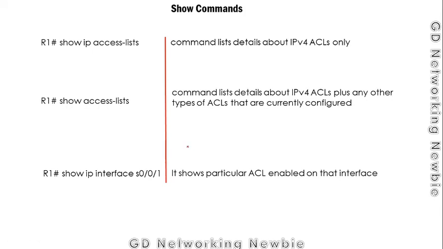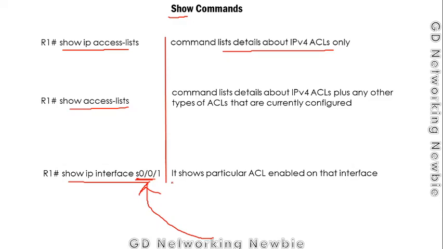And finally, we can see these access control lists in our IOS. We can use some show commands there. The first one is show ip access-lists. This command lists details about all the IPv4 ACLs only. But if you use the more general one, then this will display all the ACLs. And then we can also see the ACL applied to a particular interface. For example, in this case this is a serial interface. By using this command, we can see the ACL applied to that particular interface.